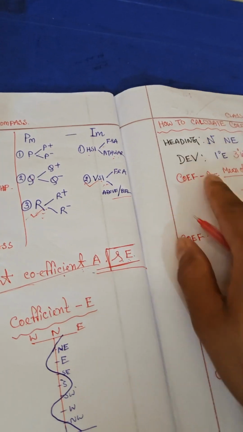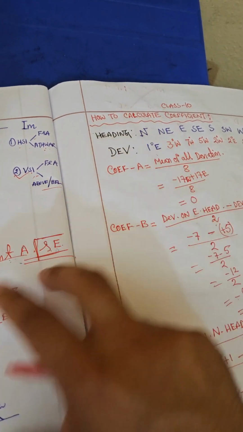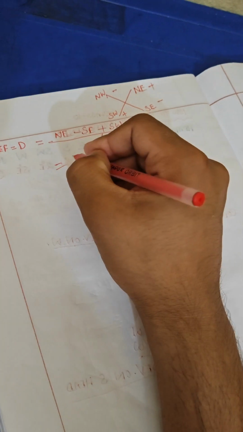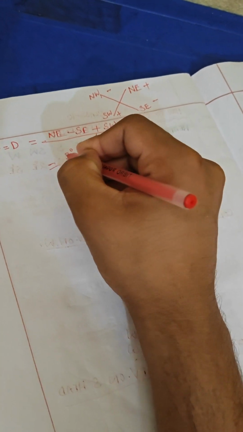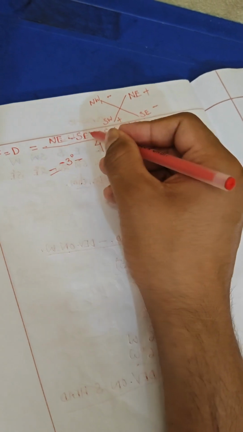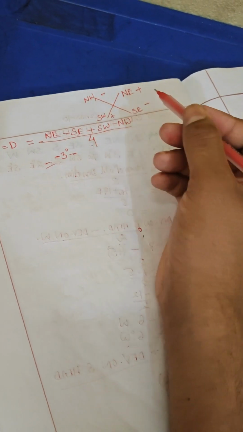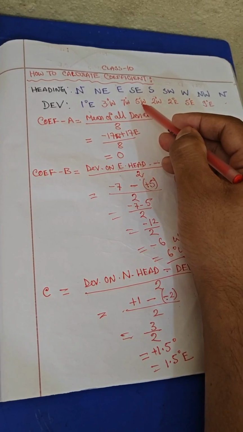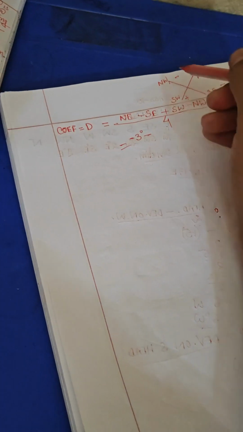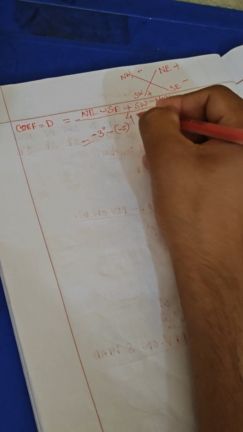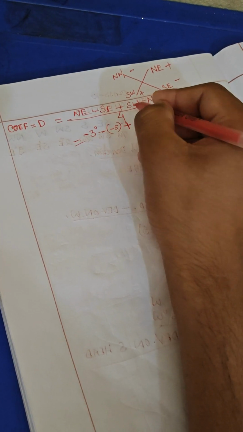If I check here, for northeast heading the deviation is 3 degree west, correct? West means minus, and this minus is from the formula. Now for the southeast heading, the deviation is 5 degree west, so this means minus 5, correct? And after that, this plus is from the formula.